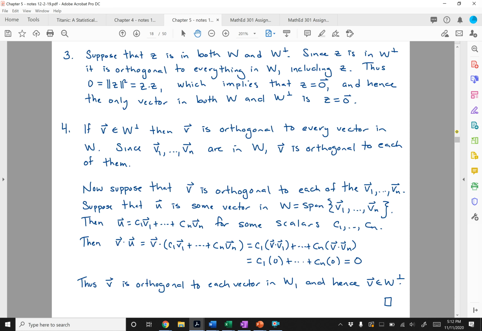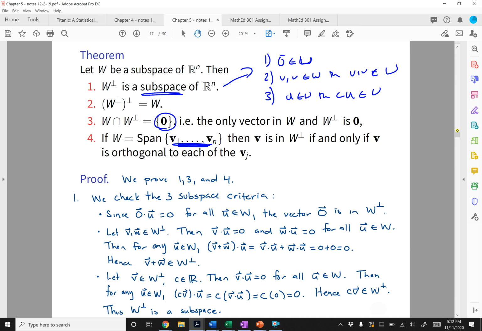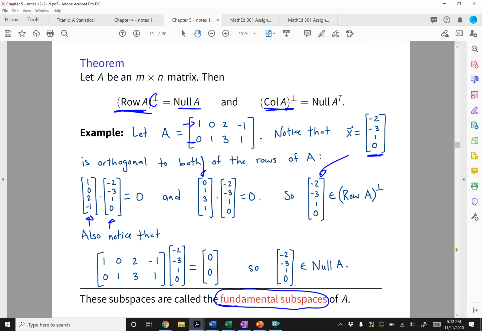Because remember, if we go back, a vector is in the orthogonal complement of W if and only if it's orthogonal to each of the vectors in the span, all the vectors that you can use to generate that space. So in this case, we only have 2, and it's orthogonal.